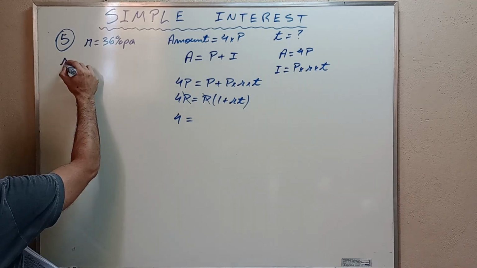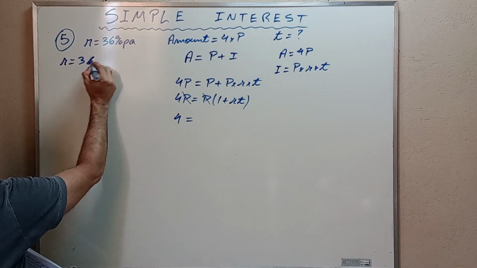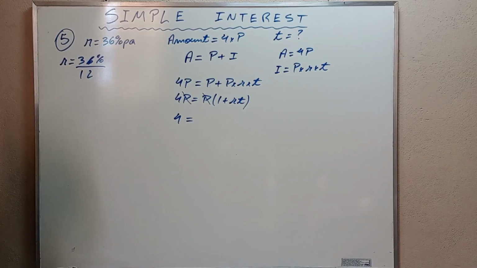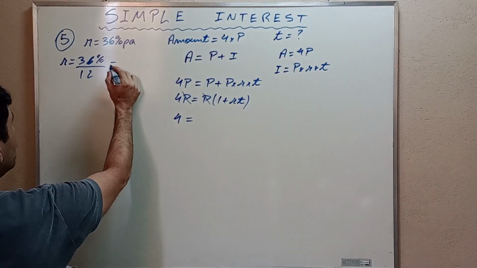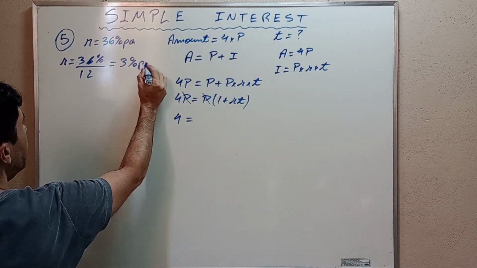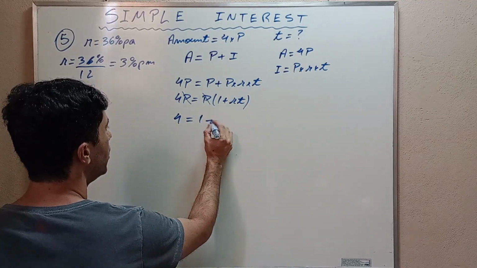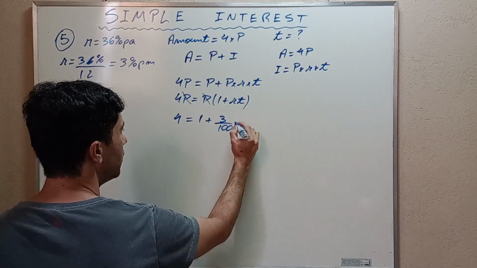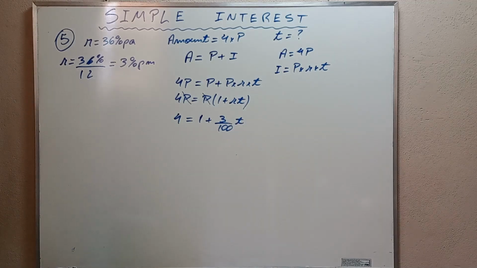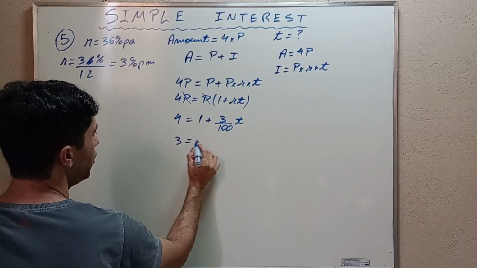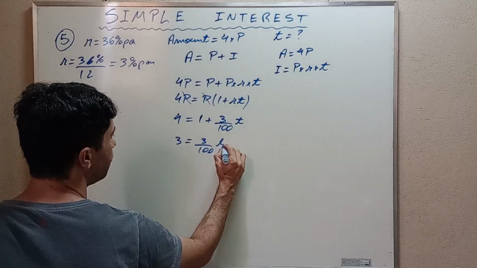Okay, so the rate is equal to 36% per annum, and if we divide by 12, because there are 12 months in a year, we find that the rate is equal to 3% per month. Alright, 3% per month. And we are going to use this here, and it means that it is 1 plus 3% times T. Okay? We pass this 1 to this side, it becomes 4 minus 1, 3 is equal to 3 over 100 times T.